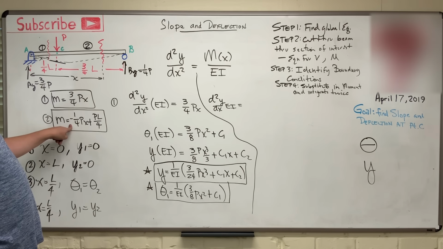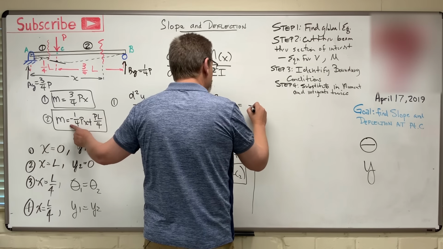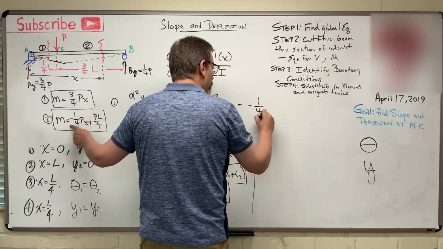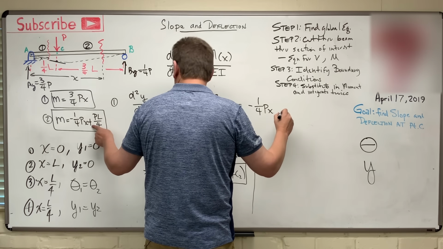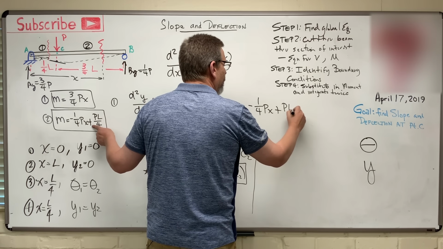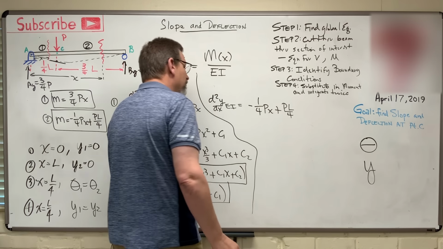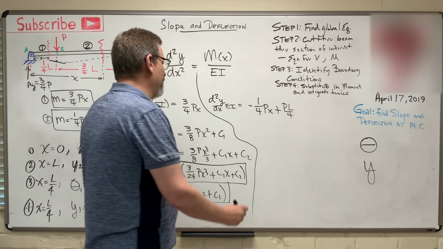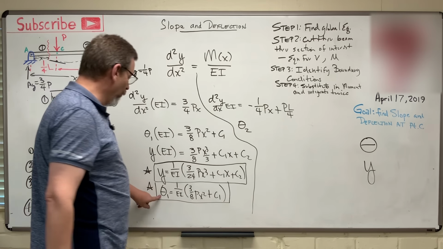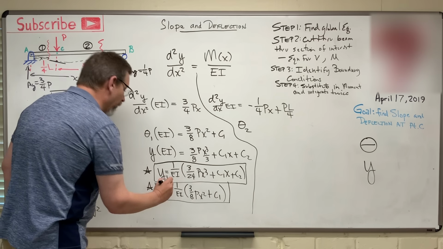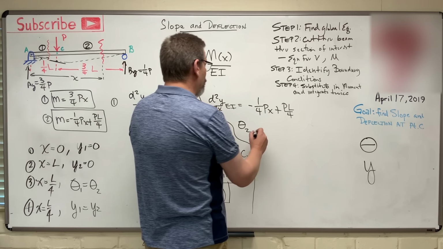And our moment this time is minus 1/4 px plus PL over 4. And so we integrate that and we get theta 2. This was theta 1, this was y1.